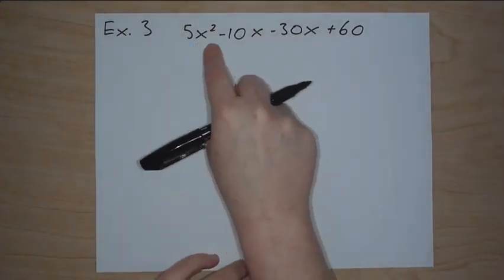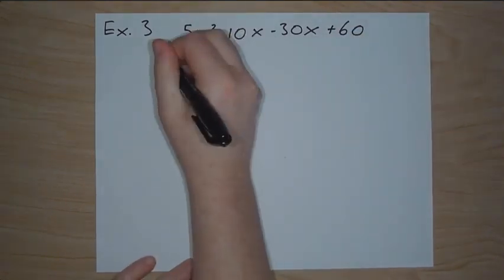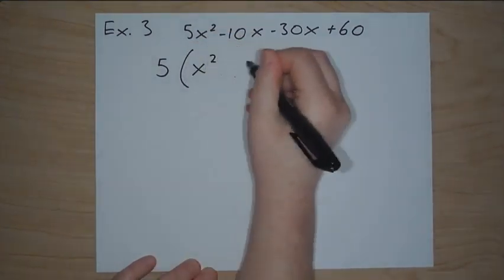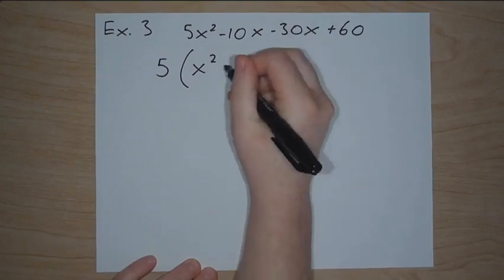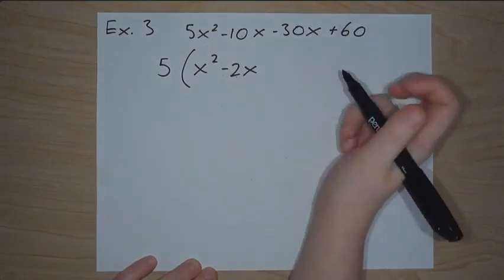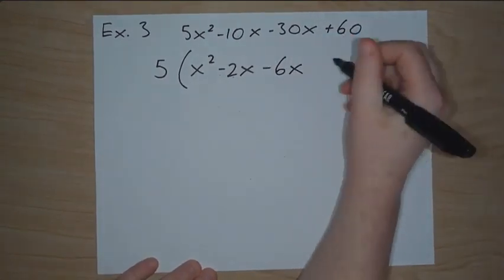5 is in 5x squared, 5 is in 10, 5 is in 30, and 5 is in 60, so we can pull out a 5 from each of these numbers. If we do that, we're left with x squared. If we take out 5 from negative 10x, we're left with negative 2x. If we take out 5 from negative 30x, we're left with negative 6x. And then we're left with 12 from 60.